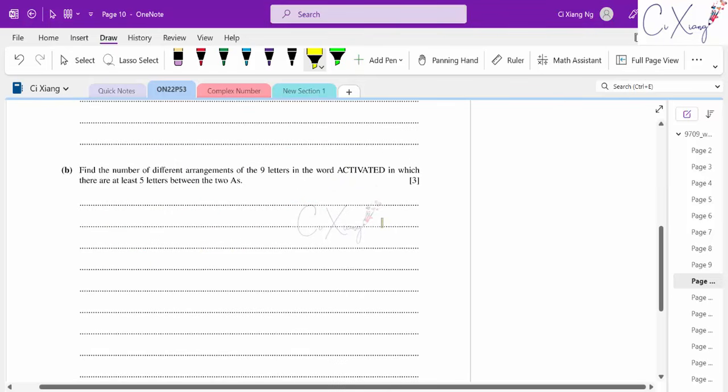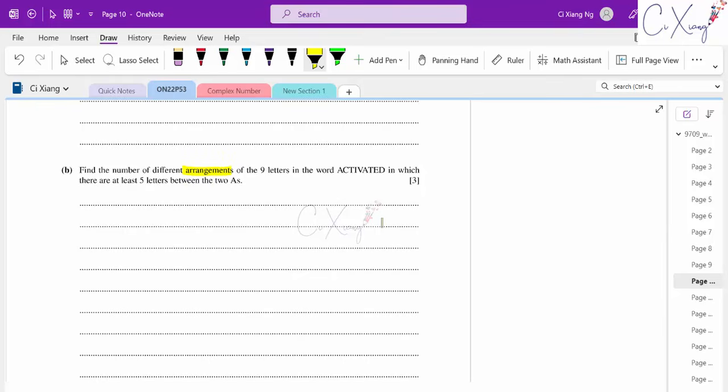For part number B, they also want us to find the number of different arrangements for the 9 letters in the word activated, in which there are at least 5 letters between the 2 A's. At least 5 letters between the 2 A's. For this kind of question, maybe you have to try to list out the possible cases that we can have. Let me try to illustrate it.